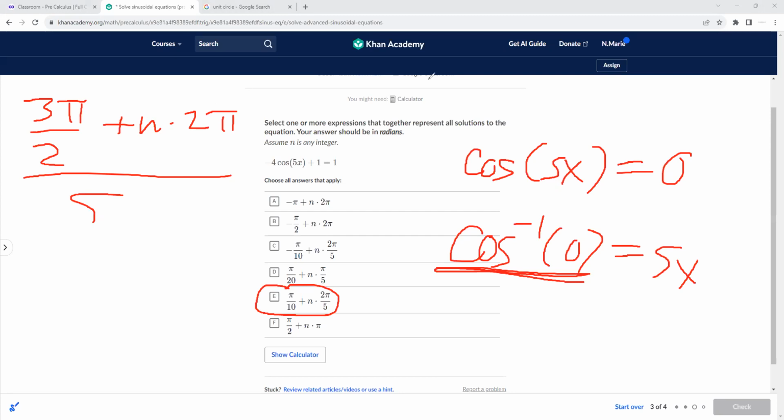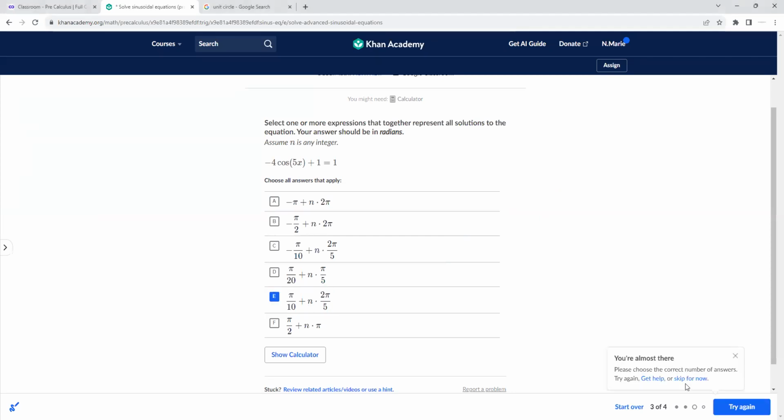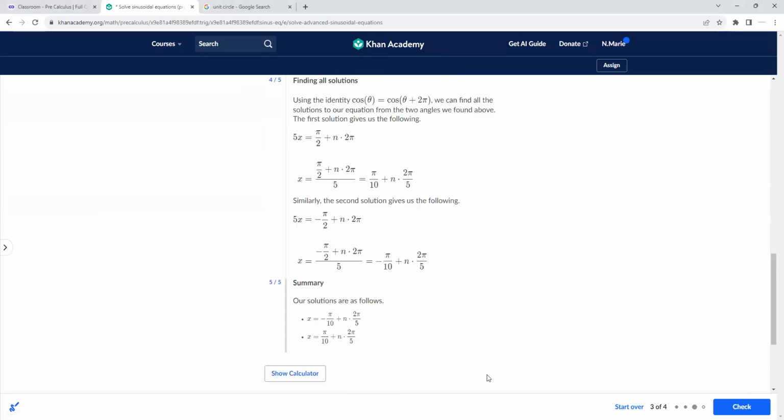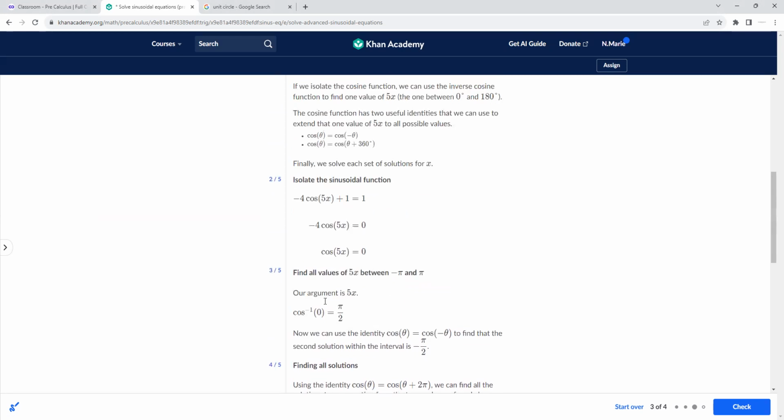Let's see, they might have done it a different way. Let's do pi minus pi over 2. Pi minus pi over 2 divided by 5 still gets me pi over 10. Let's see how they got the second part of the answer. Oh, they did the negative. Okay. So let's go back up here. We got pi by itself. We did that, and we know that it's 0 at pi over 2.